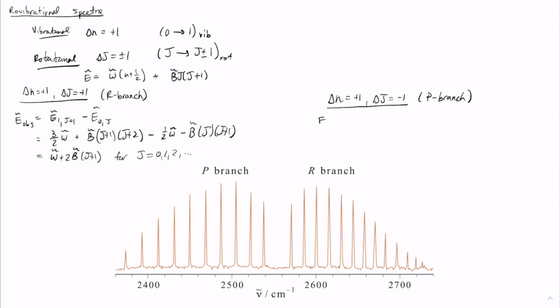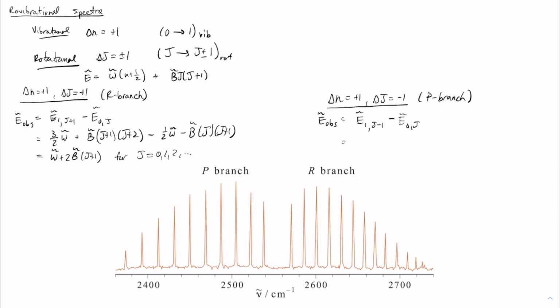And so in this case, the observed transition will happen at an energy that corresponds to E of 1, J minus 1, minus E of 0, J, right? Because this is a transition now where N is increasing by 1, going from 0 to 1, and J is decreasing by 1, going from J to J minus 1.